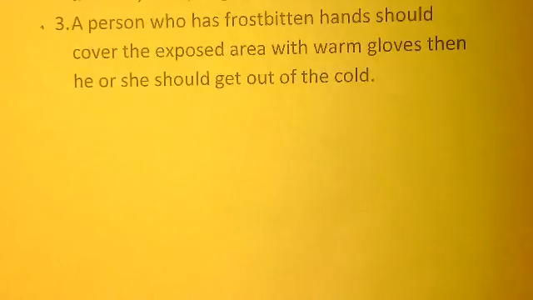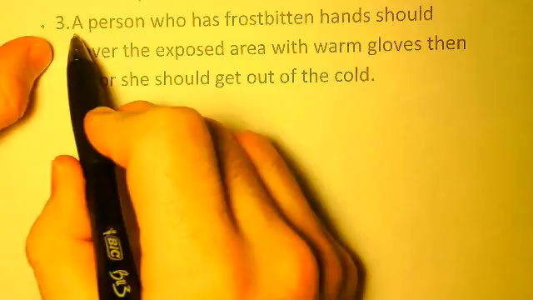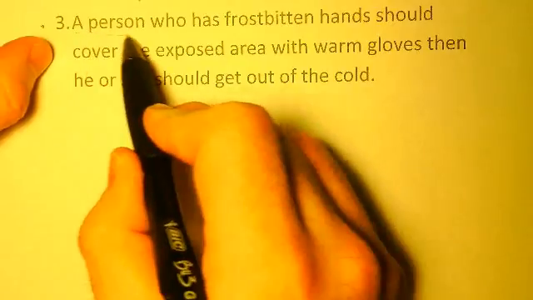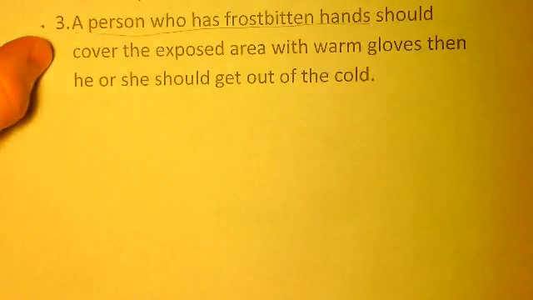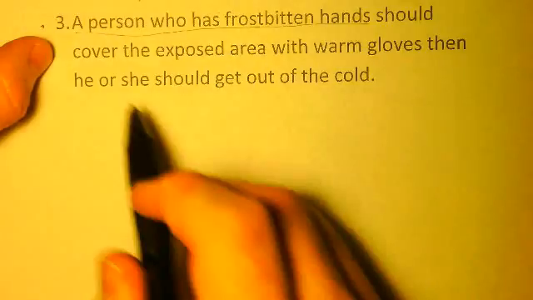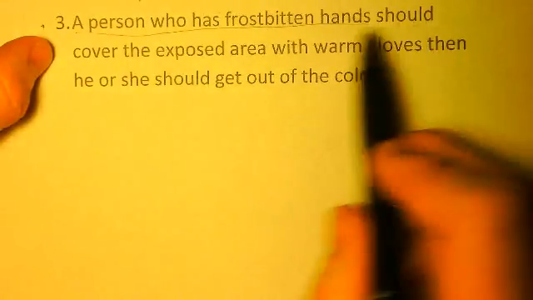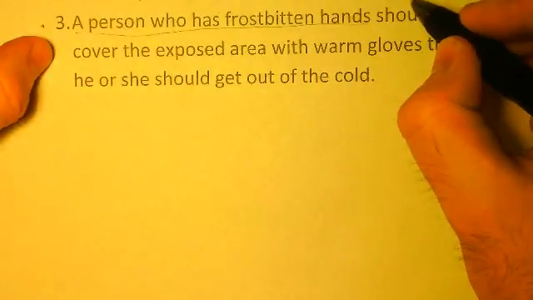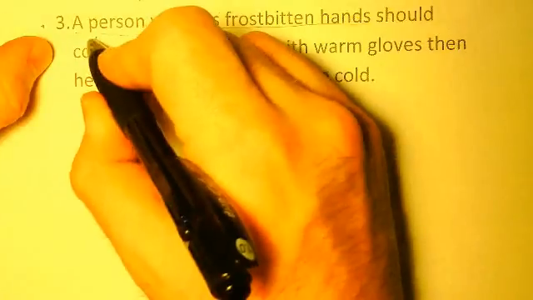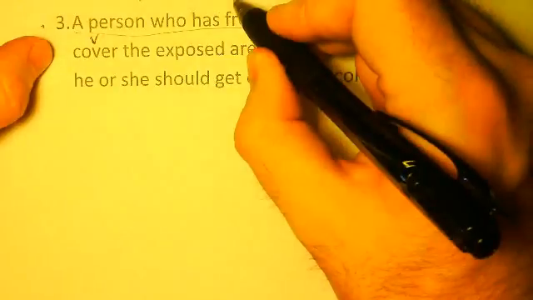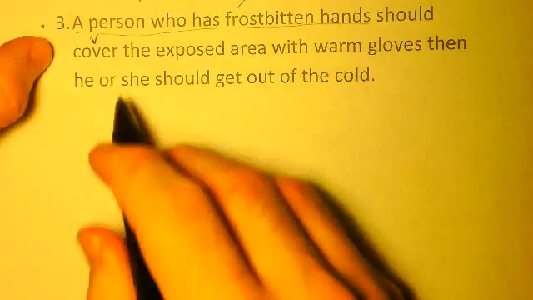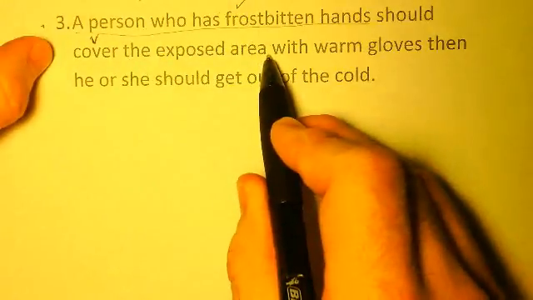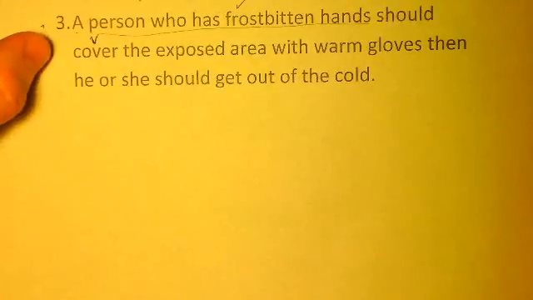Let's check. A person who has frostbitten hands. That's a thing, right? That's someone, right? It's a person. That's something that can be or do something. We just don't know if it's being or doing something yet. So a person should cover. Okay, person should cover. So it looks like I got a verb phrase here with should cover, and I've got a sentence on this side. And the thing they should cover is the exposed area. So that's for sure a sentence with warm gloves.